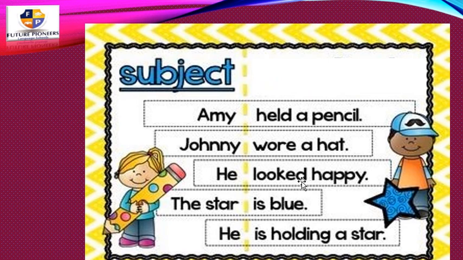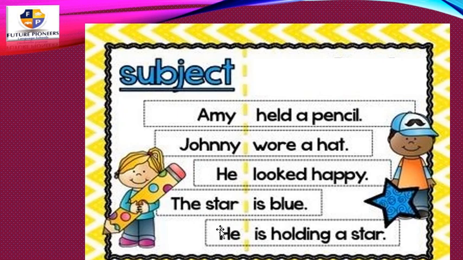Next one. He looked happy. So who looked happy? He. So he here at the very beginning of the sentence is the subject. The star is blue. Can I ask here by using who? No, I should use what. We are using who for person or people, but we are using what for objects. Who is blue? No, what is blue? So here the answer is the star. And the words the star are at the very beginning of the sentence. So this is the subject.